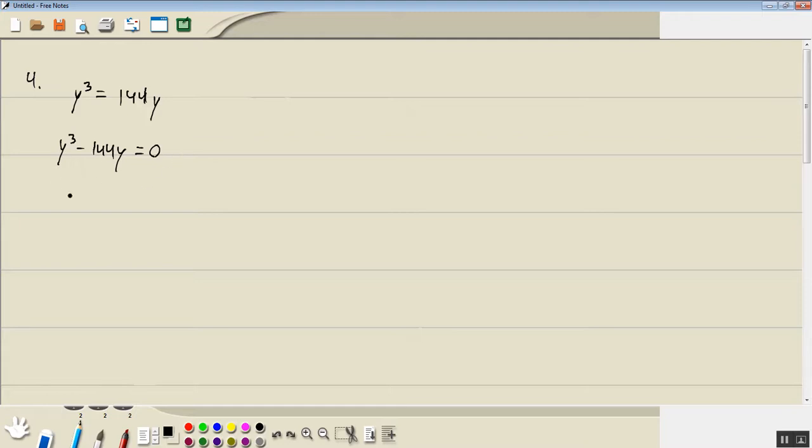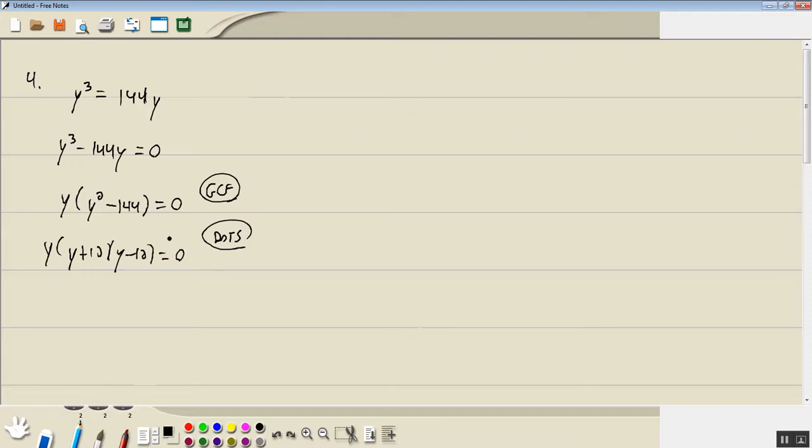Now right away I notice that they both have a y, so I can factor out a y. And that gives us y squared minus 144. That's GCF. We factored the y out. Now looking at what's inside the parentheses, I notice there's two terms with a minus between it. That's difference of two squares. So it factors as y times y plus 12, y minus 12 equals 0. You could have also used the square root property.